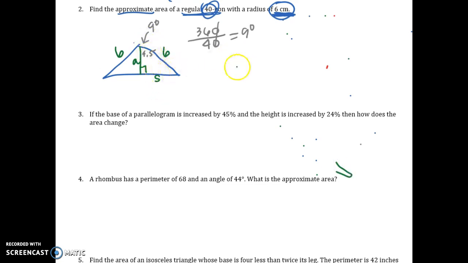So that I would say is a sine. Sine of 4.5 equals s over 6. So when I pop that in my calculator, I'm going to do 6 times the sine of 4.5, which ends up being 0.47.